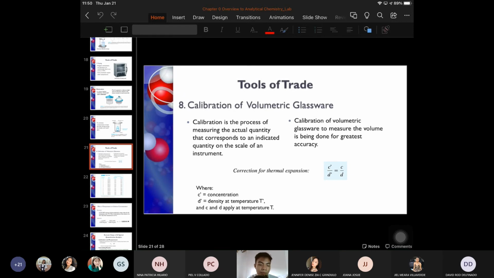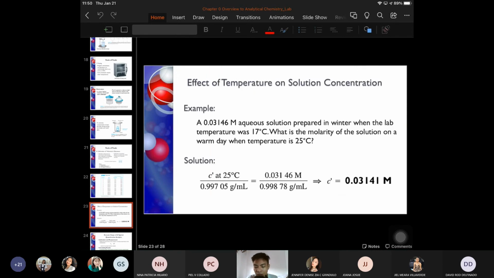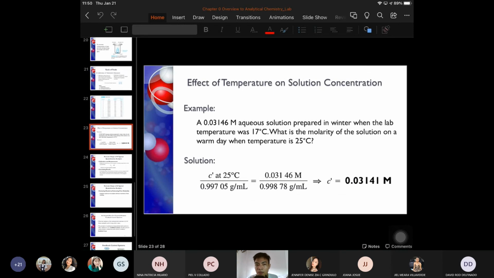Because over time, our instruments are being worn out, nasisira yung mga yan. For volumetric glasswares naman, depending on the temperature, the volume changes because of the properties of water. Water expands and contracts depending on the temperature, so you have to account for that. Kasi pag nagbabago yung volume ng water, nagbabago yung kanyang concentration.